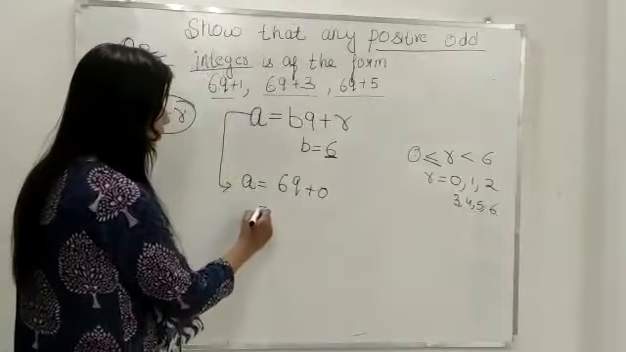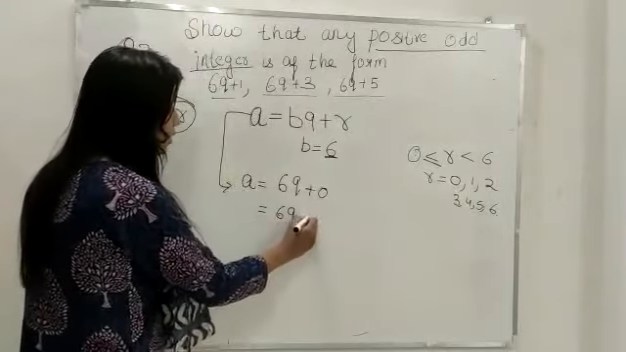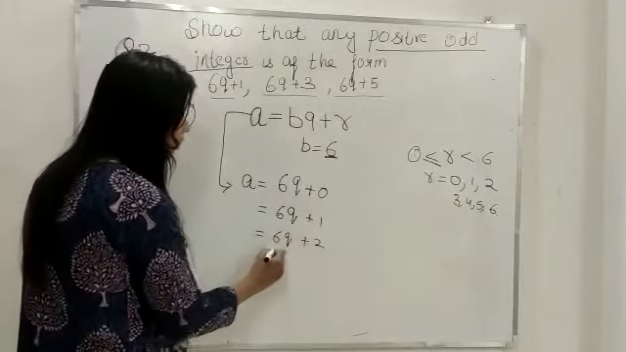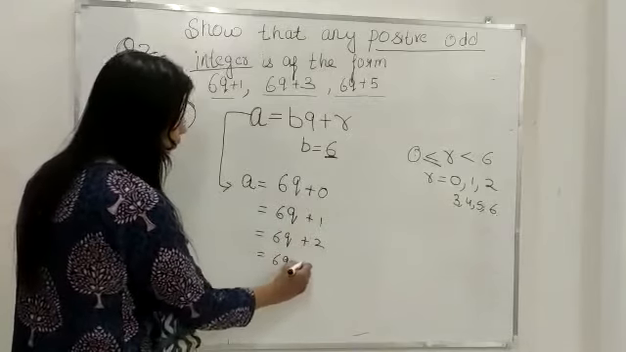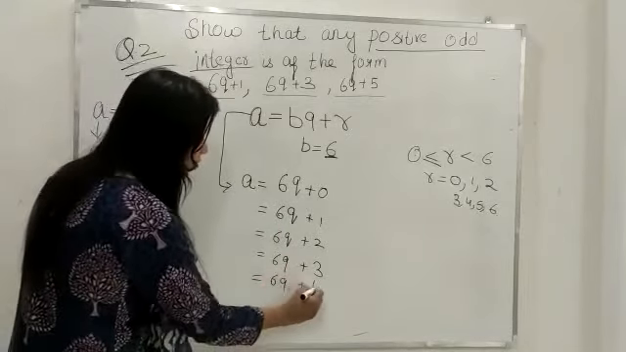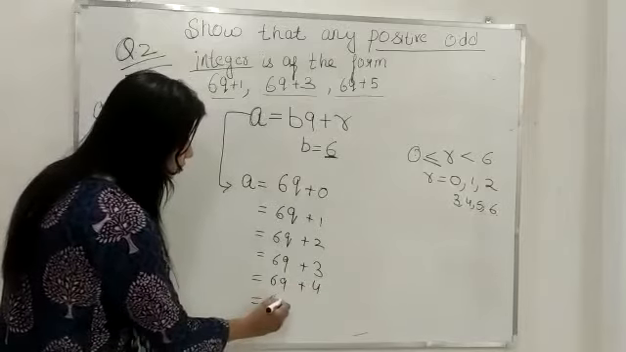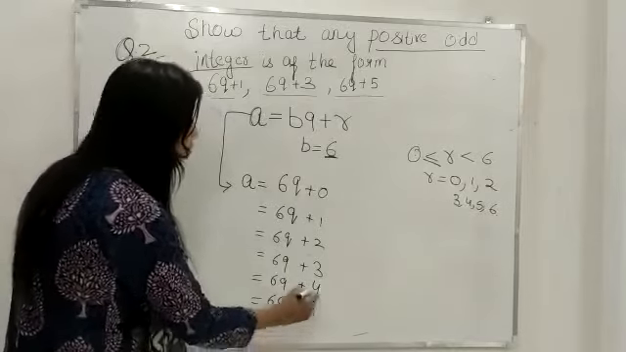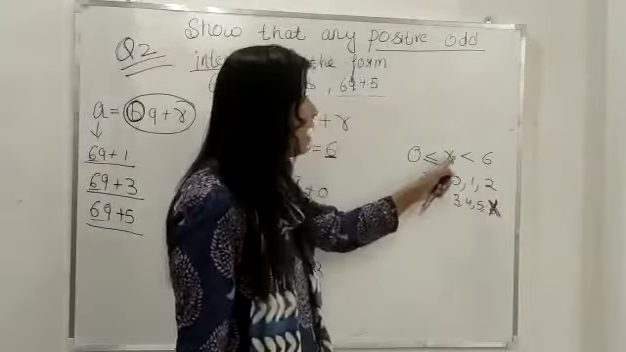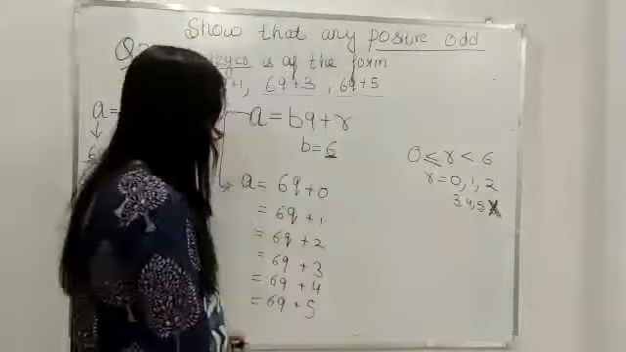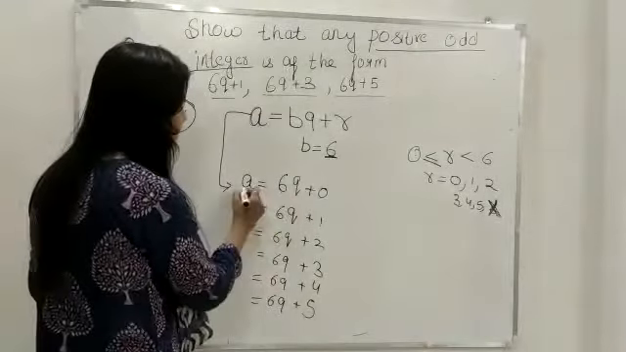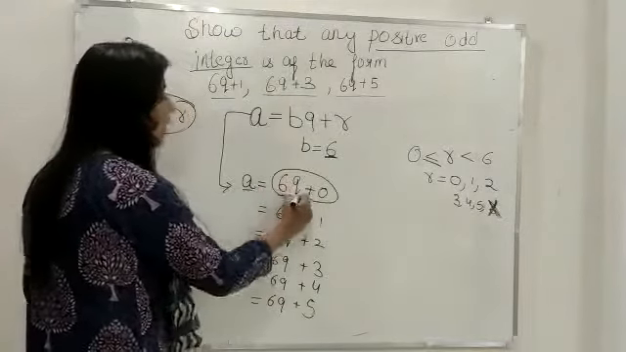Then your R can be 1. Your R can be 2. Your R can be 3. Your R can be 4. It can be 5. Oh, but it will not be a 6, because R is less than 6. Right? So when we look here, my first A is 6q plus 0.